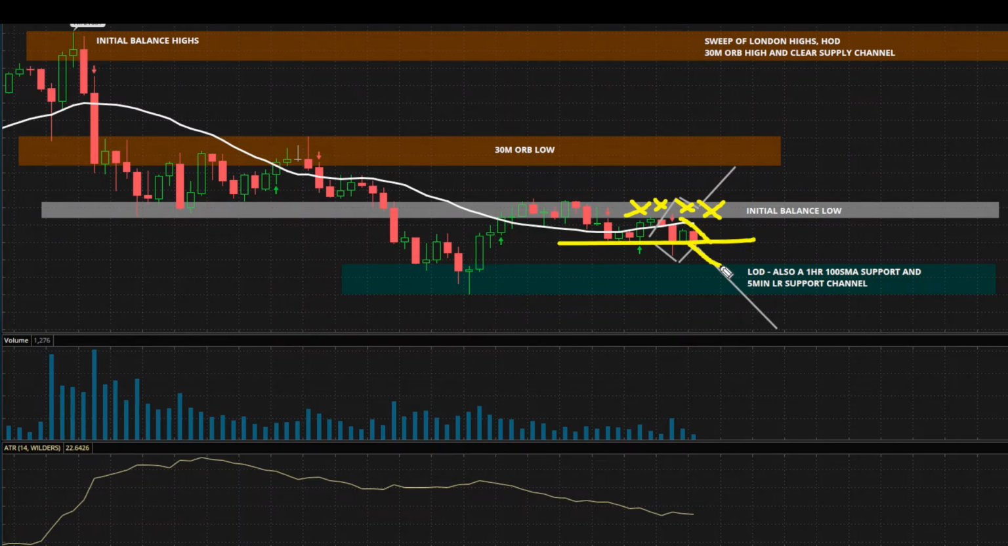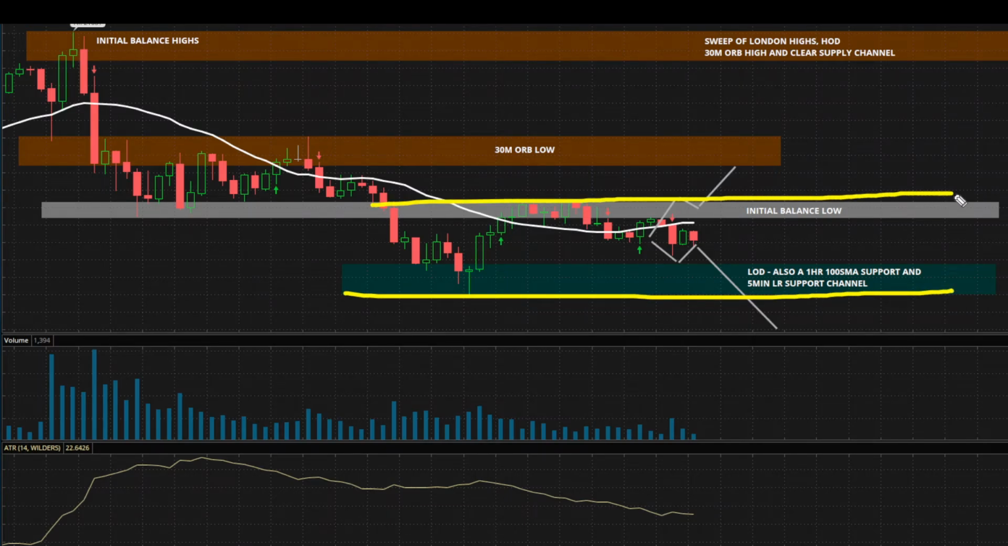Or maybe you're playing that back down to our demand zone here, which is the low of day, which is also correlating with a 1 hour 100 SMA support and also correlating with a 5-minute linear regression support channel.